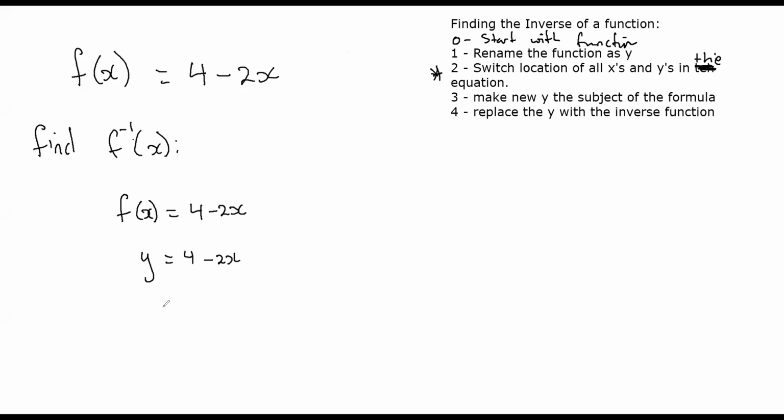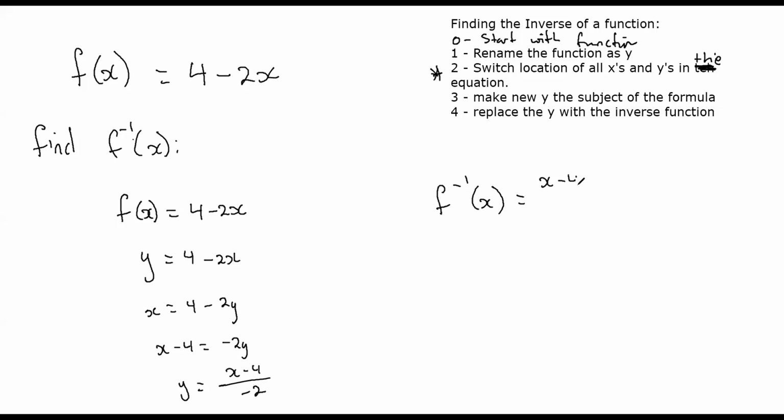Now you could have switched it right there at the ends and you will get the same answer. But let me switch it at the beginning where we're supposed to. 4 minus 2y, x minus 4 would be minus 2y, y would be x minus 4 over negative 2. So then f inverse of x will be x minus 4 over negative 2.